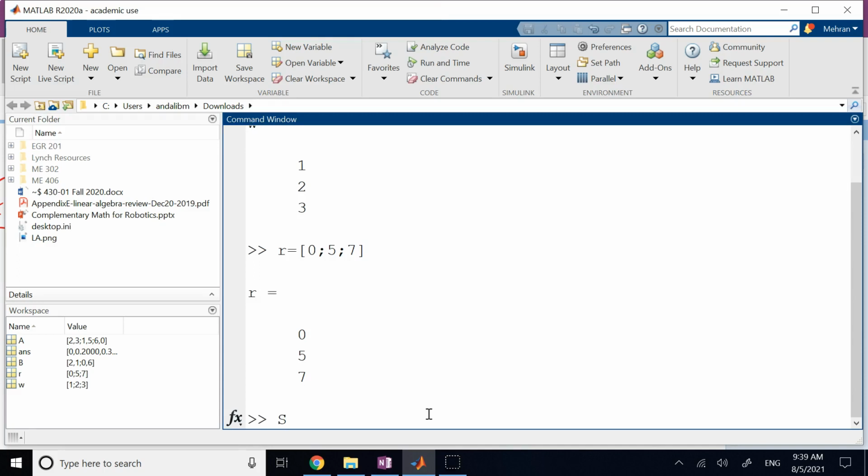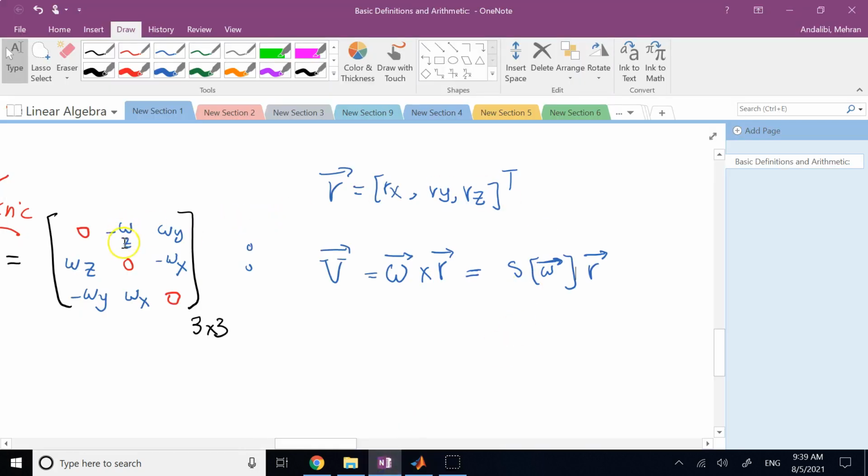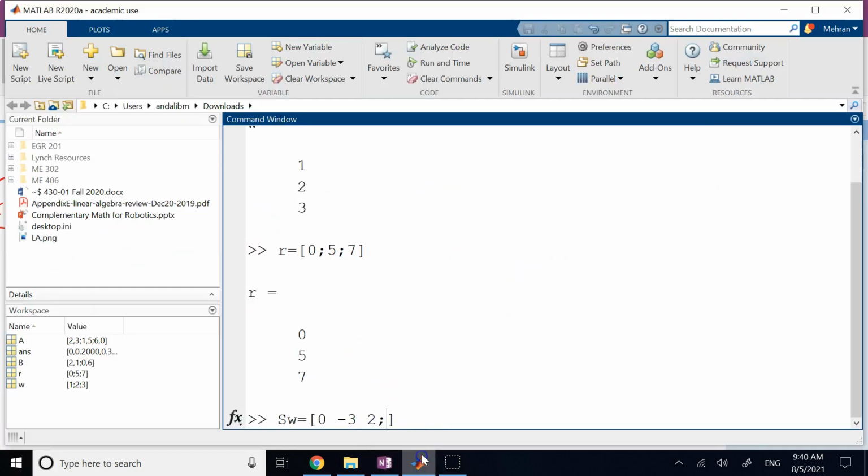And now the skew-symmetric matrix of omega is equal to, as we said, 0, negative omega z, then omega y. Then we have positive omega z, correct? You can easily follow this format. So it's positive omega z, which is 3. Then we have a 0, and then we have negative omega x. Then we have negative omega y, positive omega x, and 0. So it looks like that.